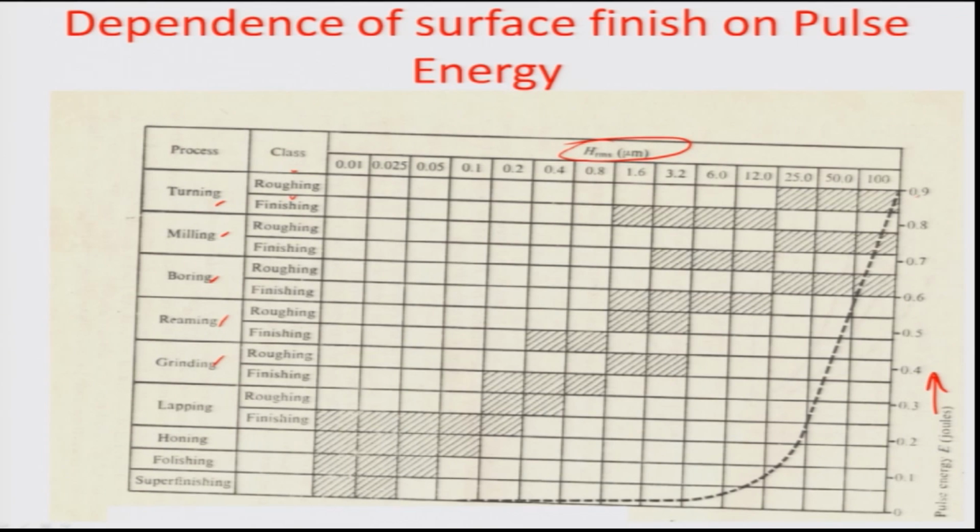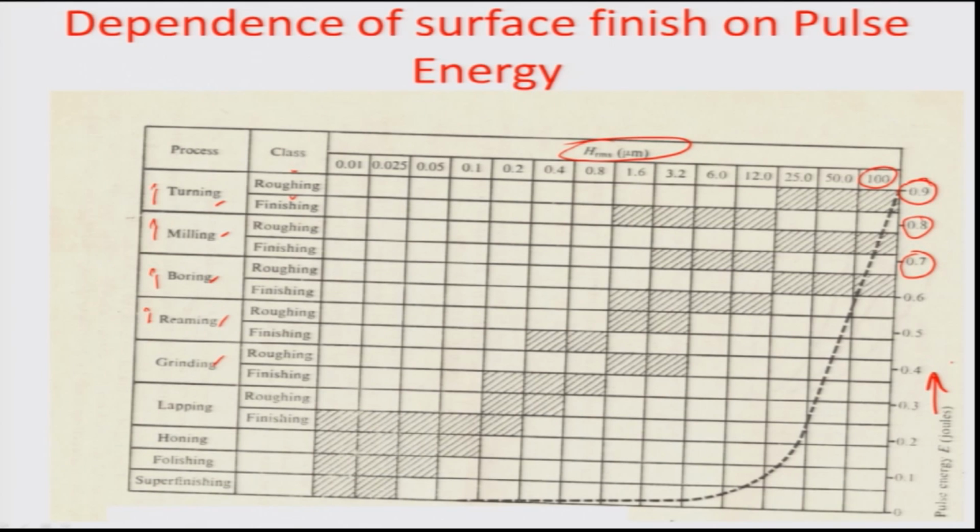So, for example, rough turning produces about 100 micron HRMS, and the pulse energy which is needed for producing in an EDM 100 microns roughness is roughly about 0.9 joules. Okay. And similarly, for a finish turning operation it needs 0.8 joules. For a rough cut for the milling process, you need typically 0.7 to 0.8 joules. So, you could actually hit upon all these process outputs in conventional systems by using different spark energies or pulse energies in an EDM surface system.